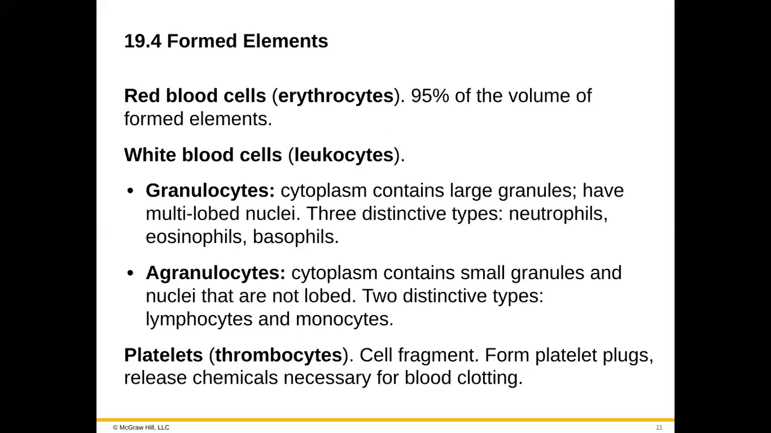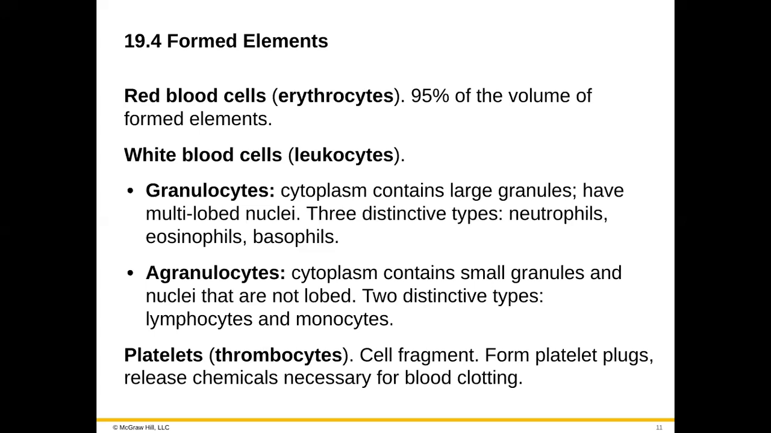19.4, formed elements. We're going to talk about all the various formed elements that we'll find within blood. Red blood cells, you'll hear them referred to as RBCs or erythrocytes. This is 95% of the volume of formed elements, whereas white blood cells, known as leukocytes or WBCs, are going to form the other 5% along with platelets.